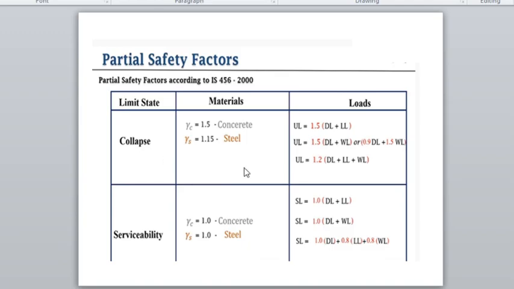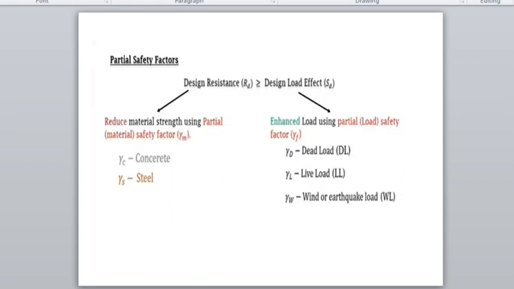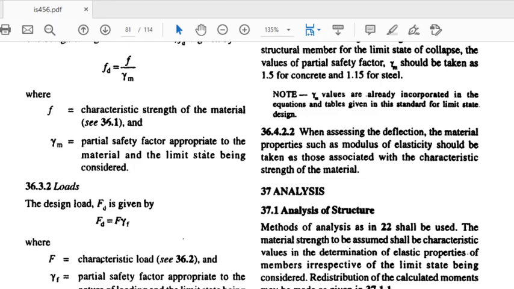Okay, so you can see what I have done here. Look at it: the partial safety factor is divided and the load factor is multiplied. That has been done. Now go back to the IS 456 code.